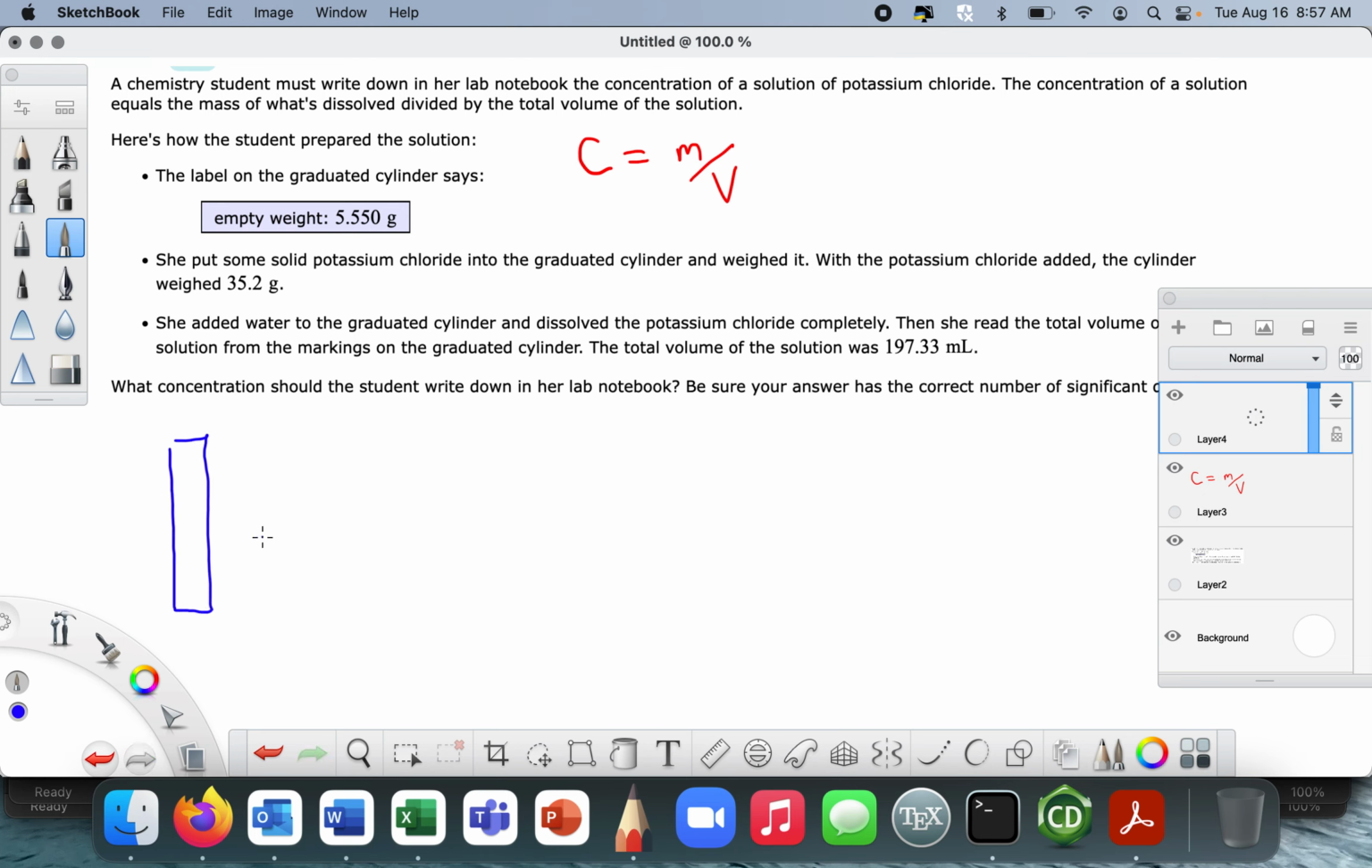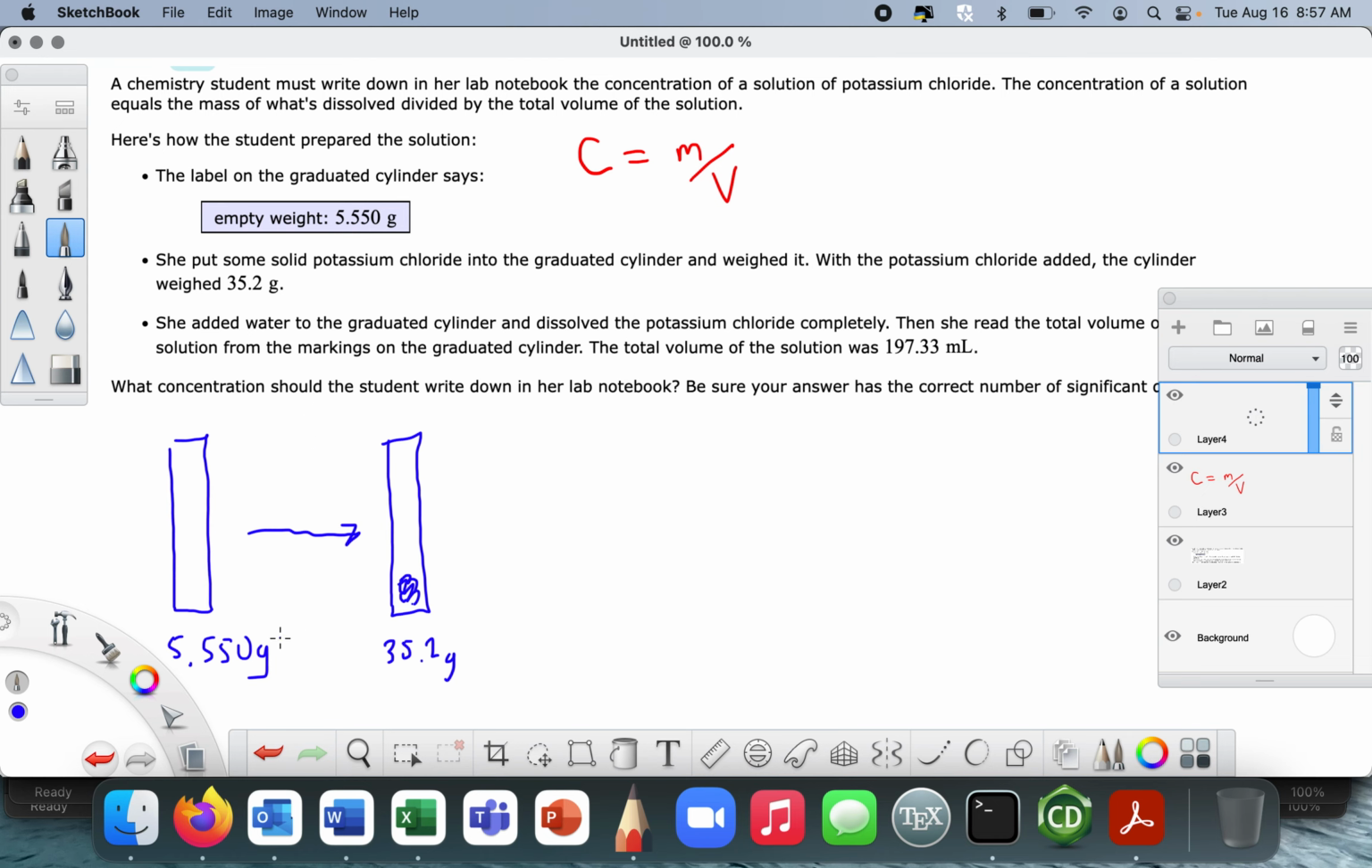Okay, so here's your graduated cylinder, right? And it weighs 5.550 grams, right? And then we're going to add something to it. She put some solid potassium chloride in it. So it's going to look like this. And she weighed it. With the potassium chloride, the cylinder weighed 35.2 grams. And that's with the potassium chloride in there, right? Can you see that? There's our little solid in there.